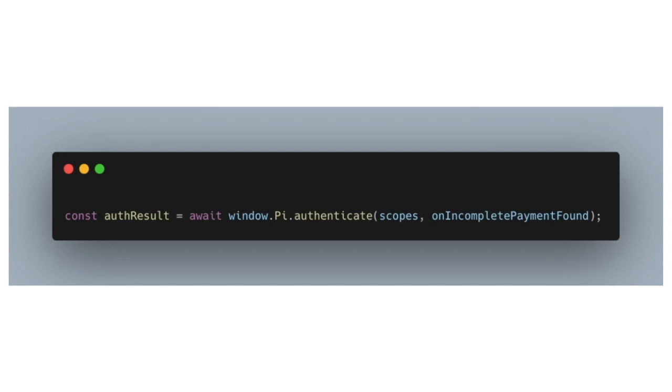Now that we can run our app in the sandbox, let's take a look at the SDK shortly. The very first function you'll encounter is the authenticate function. It takes an array of strings called scopes and one callback function called onIncompletePaymentFound. There are two available scopes, which are username and payments.